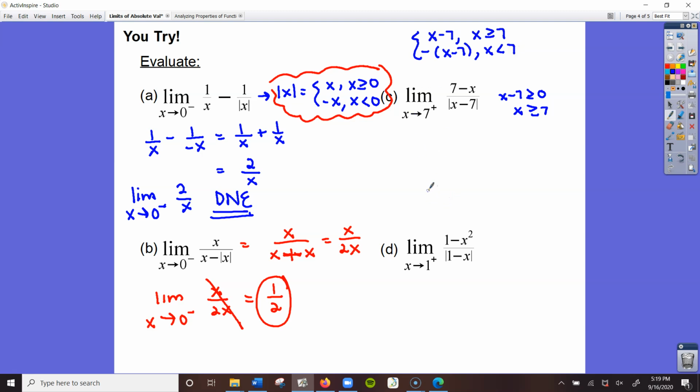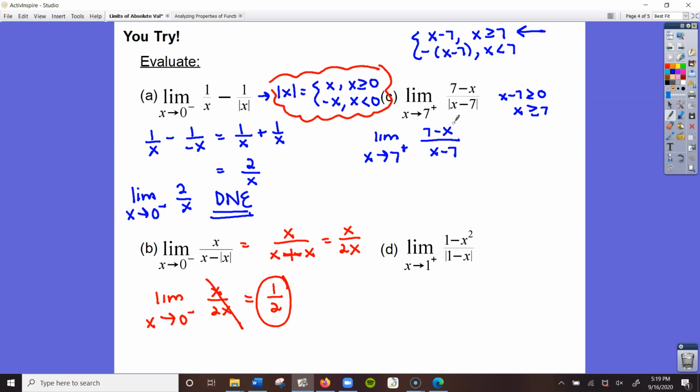So now that I have that piecewise function, we're ready to evaluate for this limit. This is the limit as x is approaching 7 from the right, so I'm going to use that top part of my piecewise function. So we have the limit as x is approaching 7 from the right of 7 minus x over x minus 7.